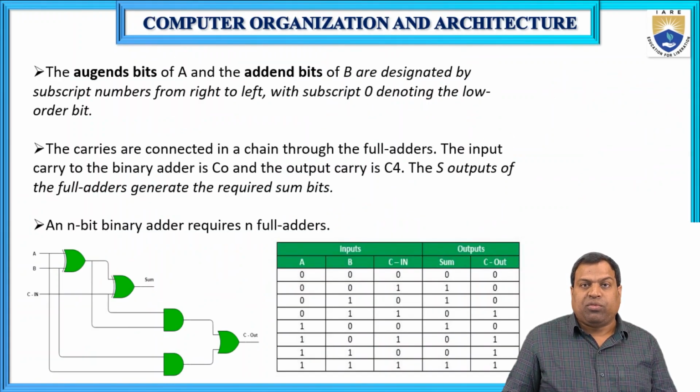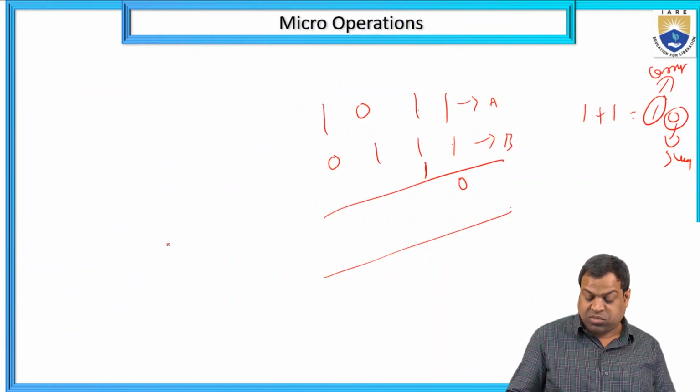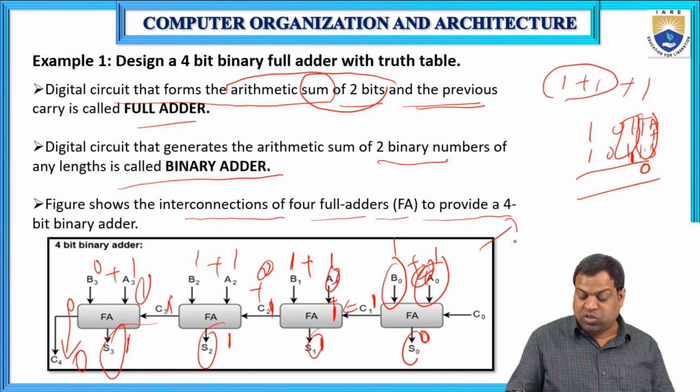The bits of A and the bits of B are designated by subscript numbers from right to left, with subscript 0 denoting the low-order bit. The carries are connected in a chain through the full adders. The input carry to the binary adder is C0 and the output carry is C4. The S output of the full adders generates the required sum bits. Here I am taking one truth table for the previous diagram. For this diagram, we are going for the truth table.